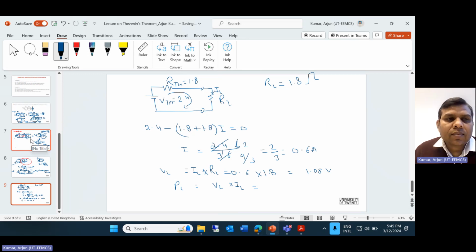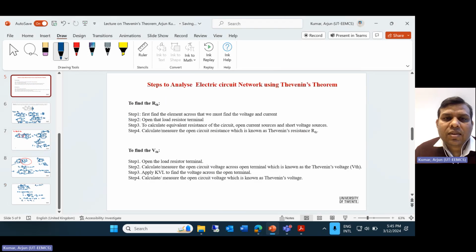You can find the voltage and the current in any element. So in a summarized way, we can say that if you have any complex network, identify the element where you are going to find the voltage and current. Just remove that load element and find out the RTH and the VTH. Just following these steps, you can simplify any complex network using the Thevenin theorem.